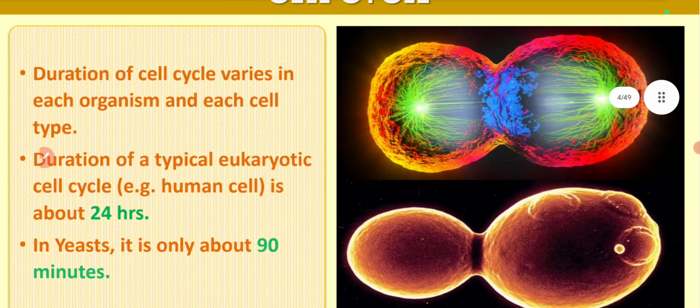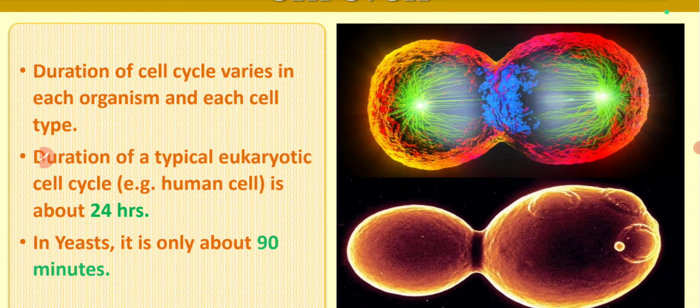Next, the duration of the cell cycle varies in each organism and each cell type. The cell cycle duration is different for every organism and cell type also. The duration of a typical eukaryotic cell cycle, for example a human cell, is about 24 hours, and in yeast it is only about 90 minutes. So it varies from organism to organism and also from cell type to cell type.